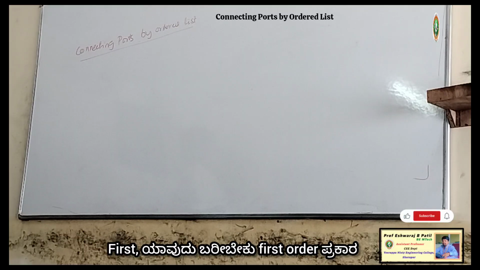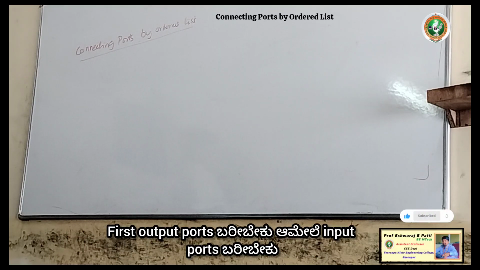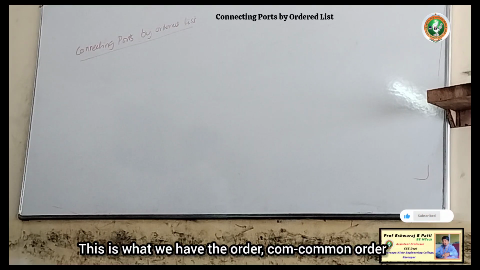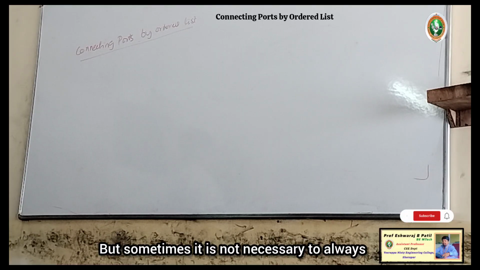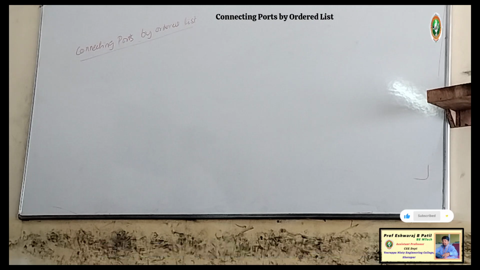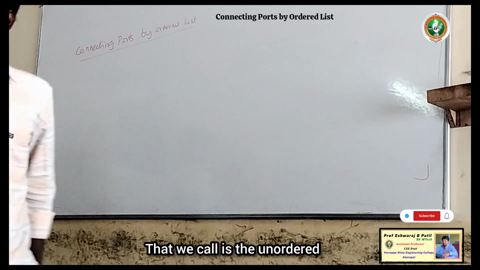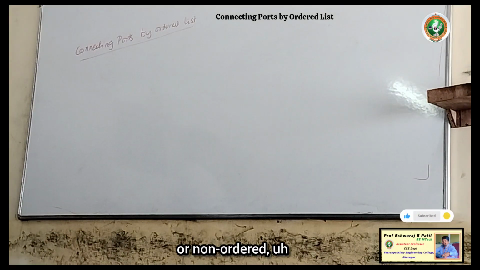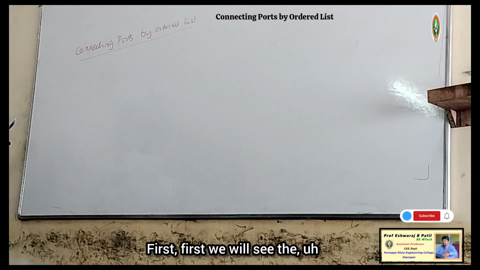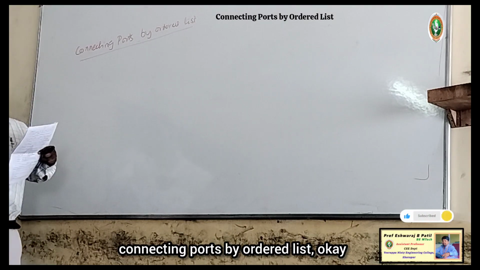First, what should we write? According to the order, first the output ports should be written, then the input ports. This is the common order we have. But sometimes it is not necessary to always write in order. That we call the unordered list also. First we'll see connecting ports by ordered list.